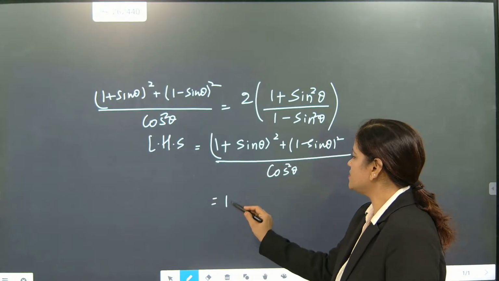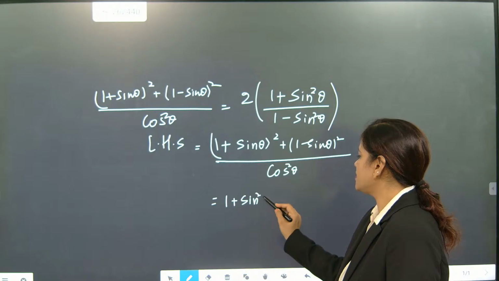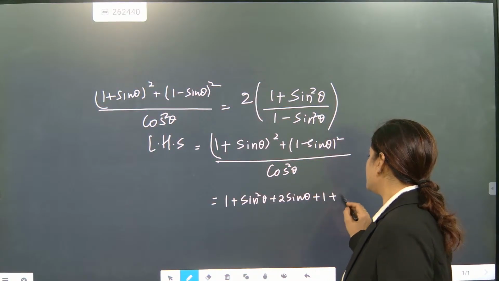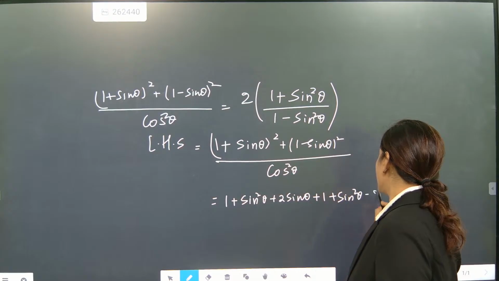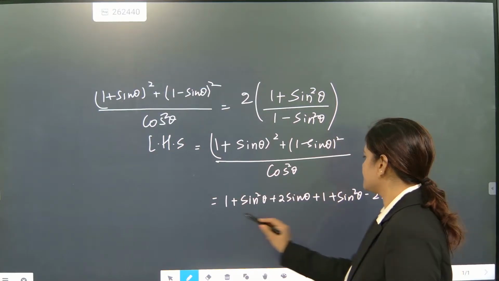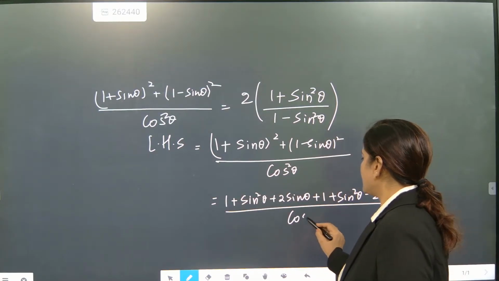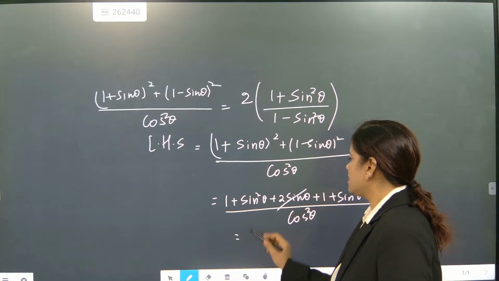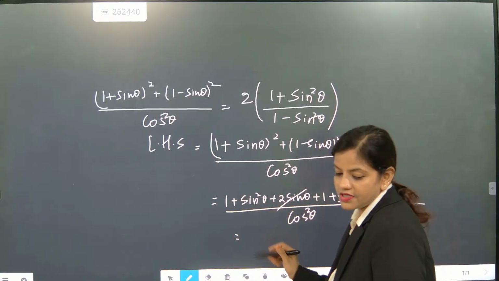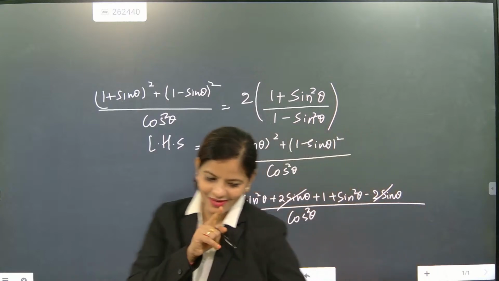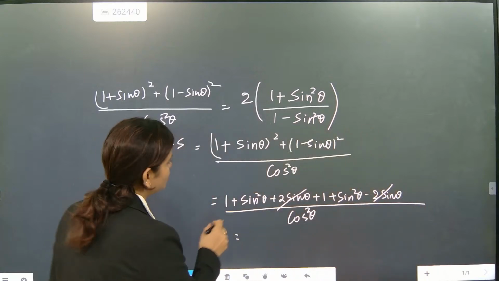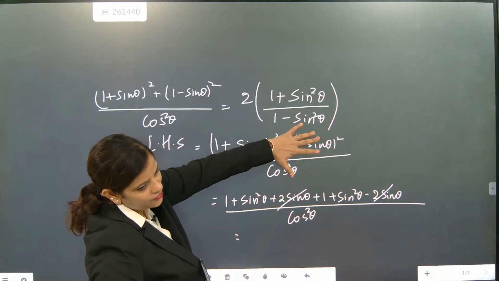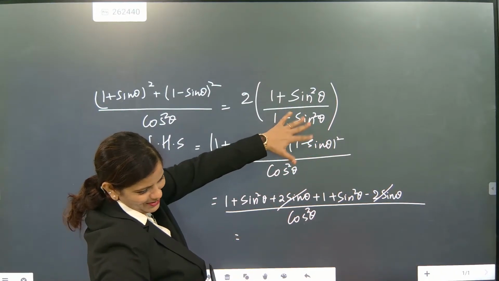So this is coming as 1 plus sine square theta plus 2 sine theta, plus 1 plus sine square theta minus 2 sine theta, by cos square theta. So this and this will cancel. Take common, it will become, what is the answer? See, one line only I did. Only one line, LHS. You see, I just wrote the question. This is the question itself, so this will not be countable.